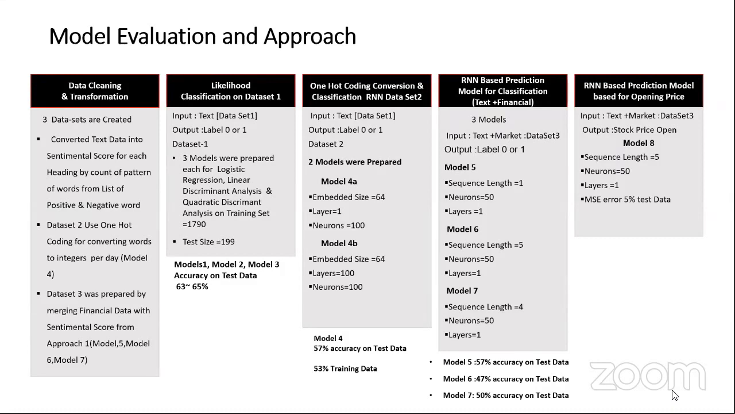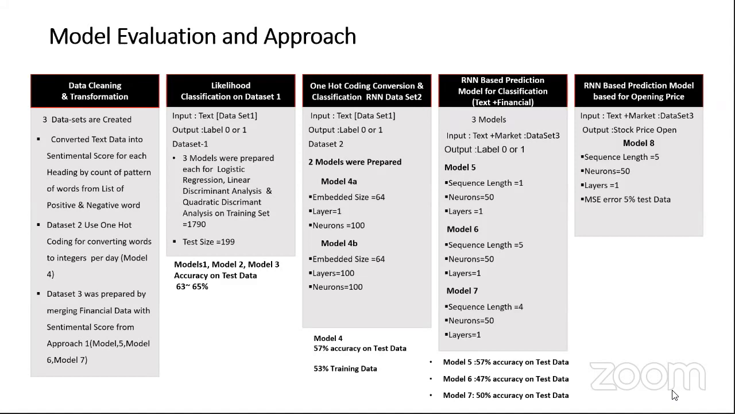So next I thought, let's combine them together. So this time I used the sentimental score. I added them up, and once I added them together, I created a new dataset, which is a dataset of financial numbers as well as the sentimental score. So once I did that, I ran the different models and found the accuracy 50% to 60, 57% on test data, and the output was predicting whether the stock goes high or low.